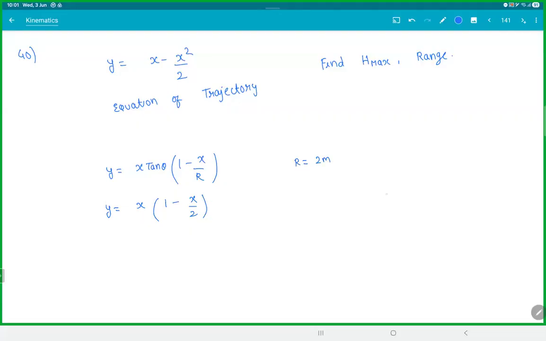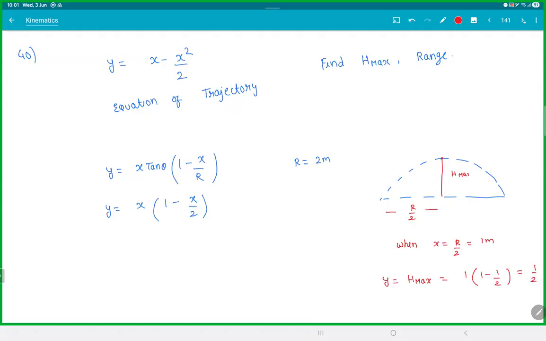Then second thing, we also know that in a projectile motion, the maximum height will occur at half of the range. So when x is R by 2, you get H max. There are a few ways to get H max. When x is R by 2, that is 1 meter, the y value becomes H max. So substitute x is equal to 1 in the equation: 1 into 1 minus half. So answer is 0.5. Theta is 45. You didn't need that anyways.